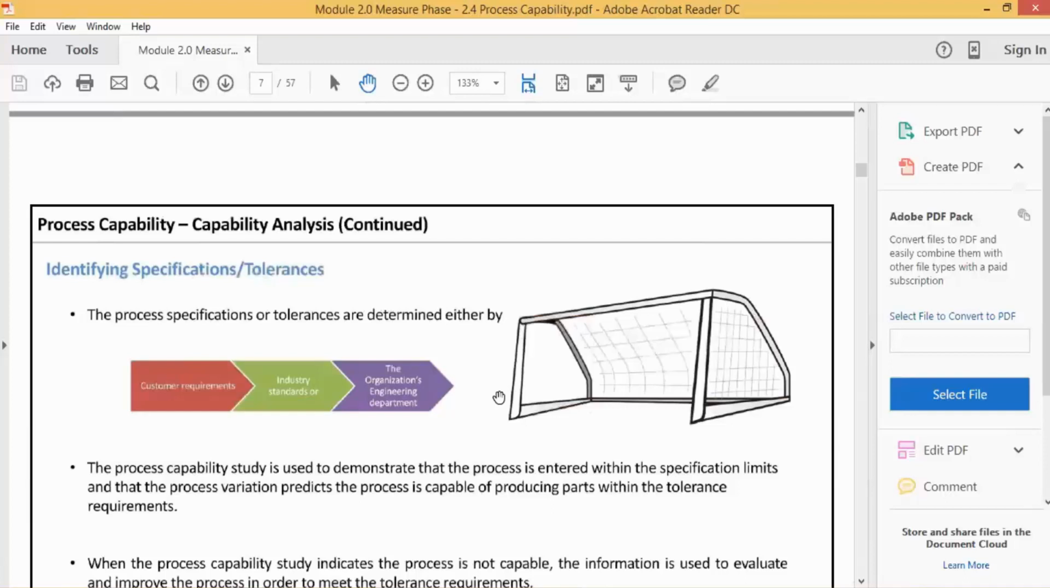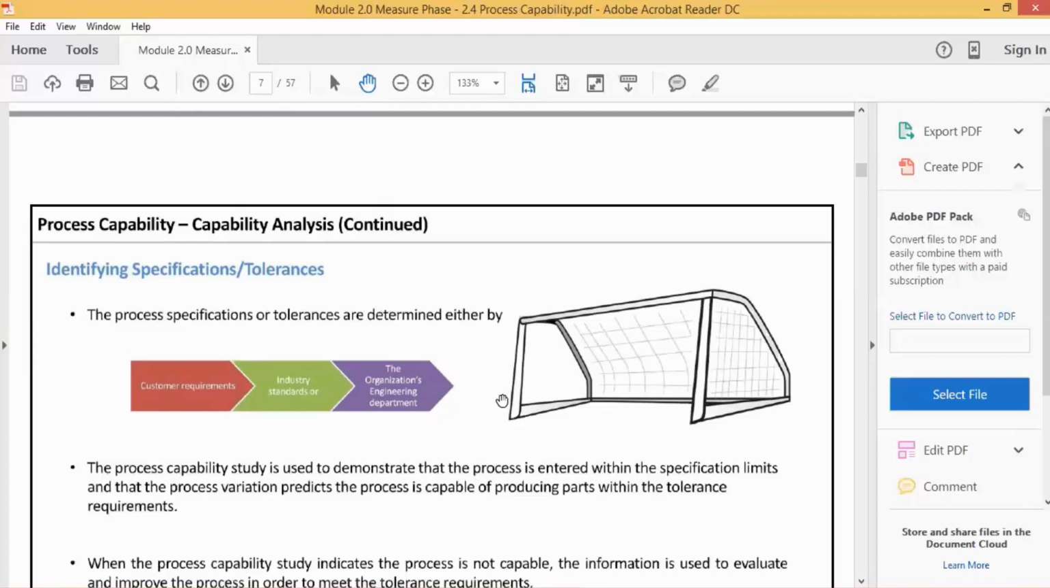This is important. Slide number 7. The process specifications or tolerances are determined either by customer requirements, industry standards, or the organization's engineering department. So all this tolerance limit, upper specification limit, lower specification limit are determined by the customer requirements, industry standards, or the organization's engineering department.